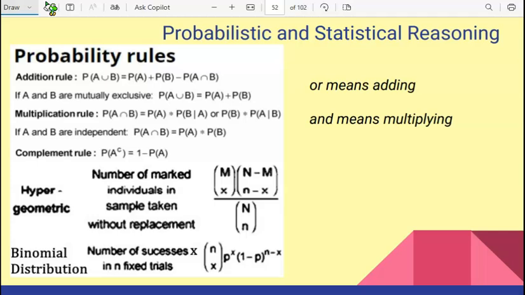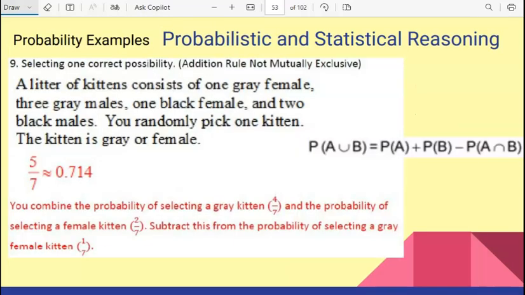If you see OR, that's going to mean that you're adding those probabilities together. If you have an AND, that'll mean that you're multiplying those probabilities together. Let's look at some examples.